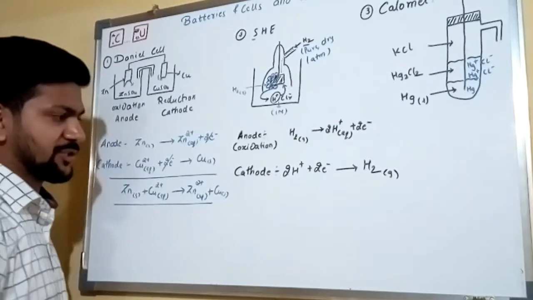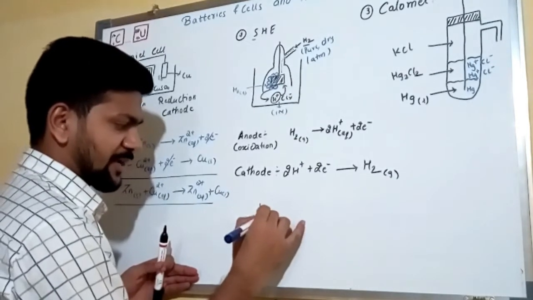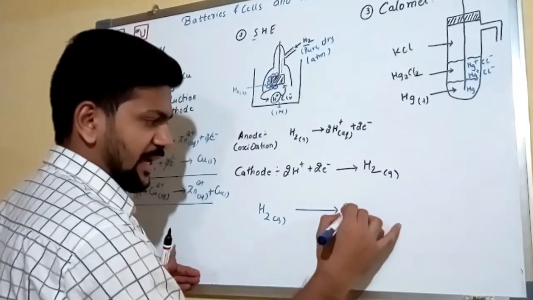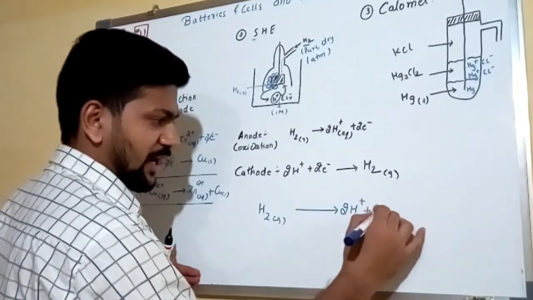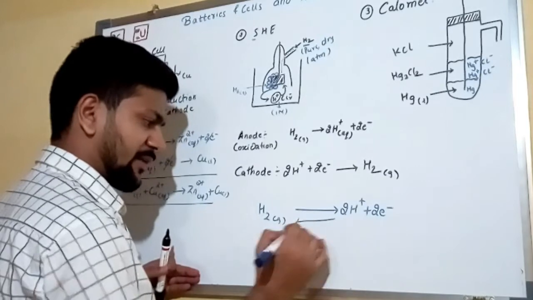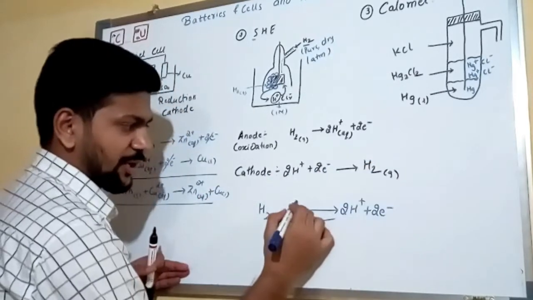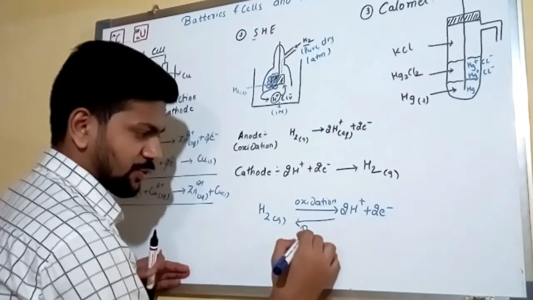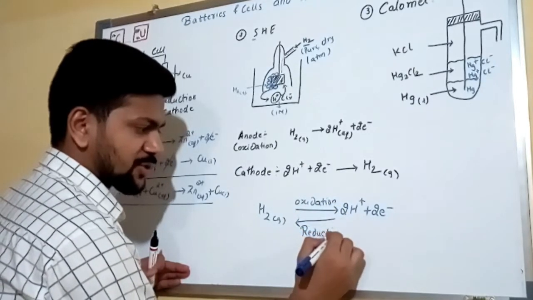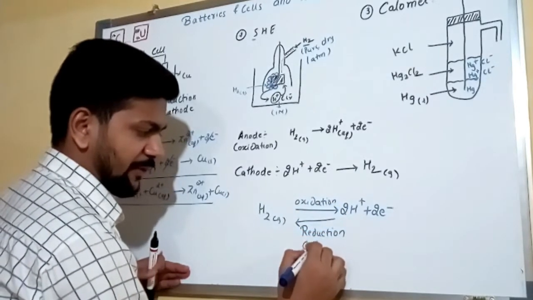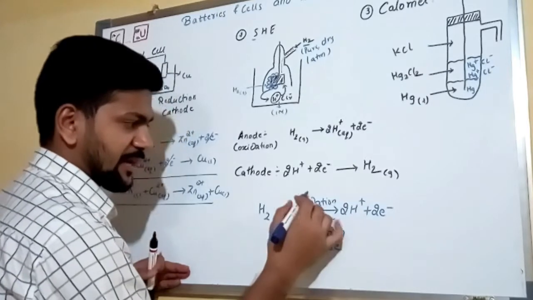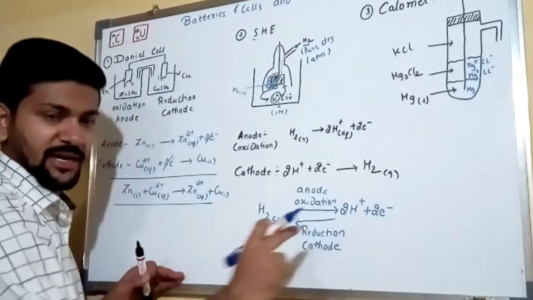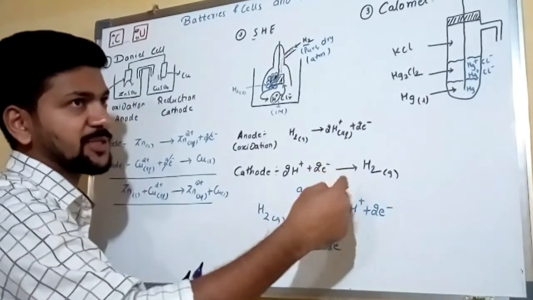What should be the shortcut? The simplest shortcut will be you write H2, which will be your gas, getting converted into 2 times H plus and 2 electrons. This arrow will be showing you oxidation, and this arrow will be showing you reduction. So I can say this arrow will be nothing but for cathodic reaction, and this arrow will be nothing but for anodic reaction. So you just remember this reaction, H2 giving you 2 times H plus and 2 electrons.